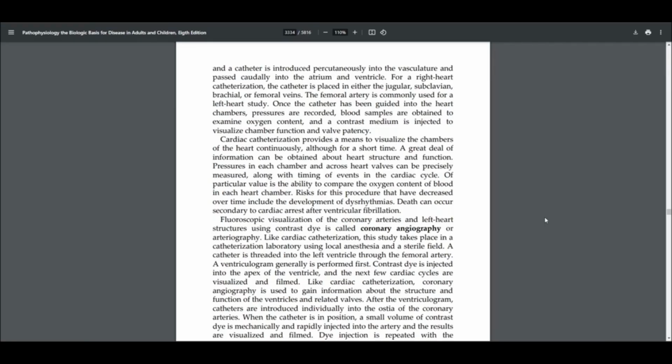Pressure in each chamber and across heart valves can be precisely measured, along with timing of events in the cardiac cycle. Of particular value is the ability to compare the oxygen content of blood in each heart chamber. Risks for this procedure that have decreased over time include the development of dysrhythmias. Death can occur secondary to cardiac arrest after ventricular fibrillation.